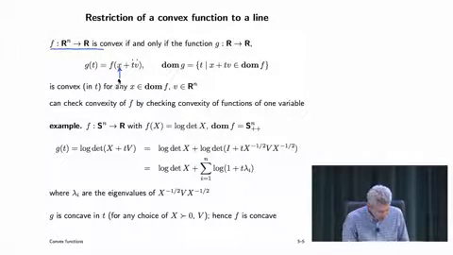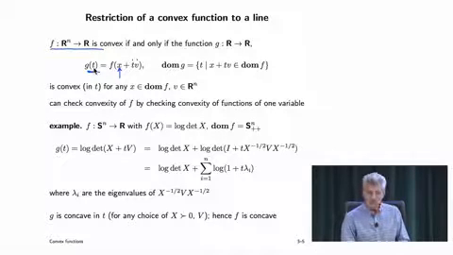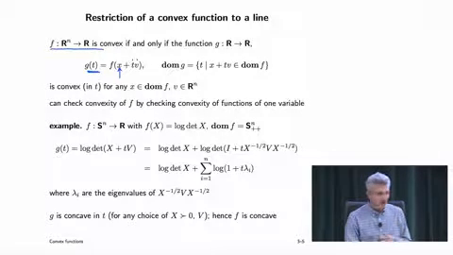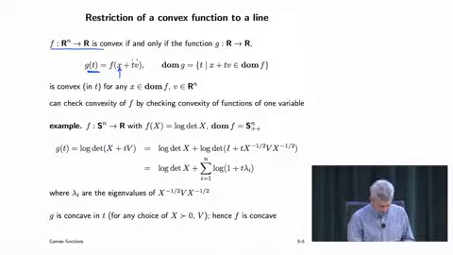Okay, so this says evaluate f at the point on the line parameterized by t, and I'm going to define that to be g of t. So that's a function from R to R. And here's what the result is, and this is not too hard: a function is convex if and only if, when it's restricted to all lines, it's convex.